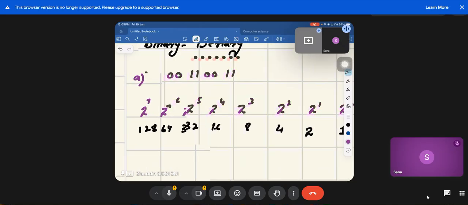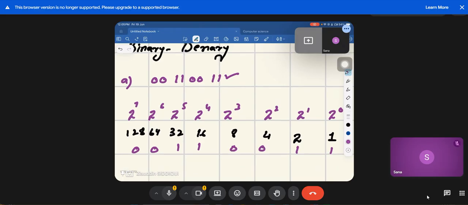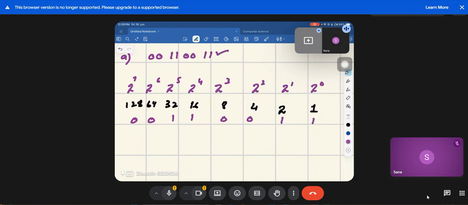Now we are going to put this binary number under these values as it is: 00110011. After writing all the values under it, we are only going to pick those values having 1 under it. For example, 32 having 1, we will pick this number. 16 having 1, we will pick this number. 2 having 1, we pick this number. 1 having 1, we pick this number. Zeros are going to be ignored.